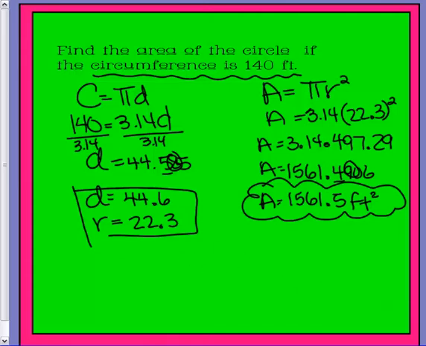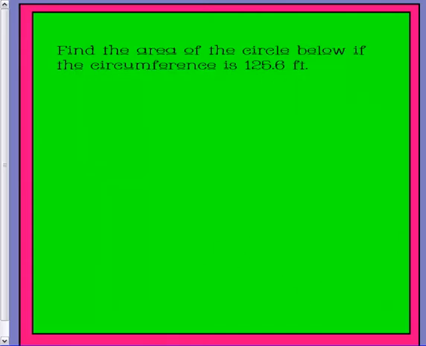Okay, I want you to go ahead and see if you can do this one on your own. Find the area of the circle below if the circumference is 125 and 6/10 feet. Okay, I'll be back in just a second to show you the answers.